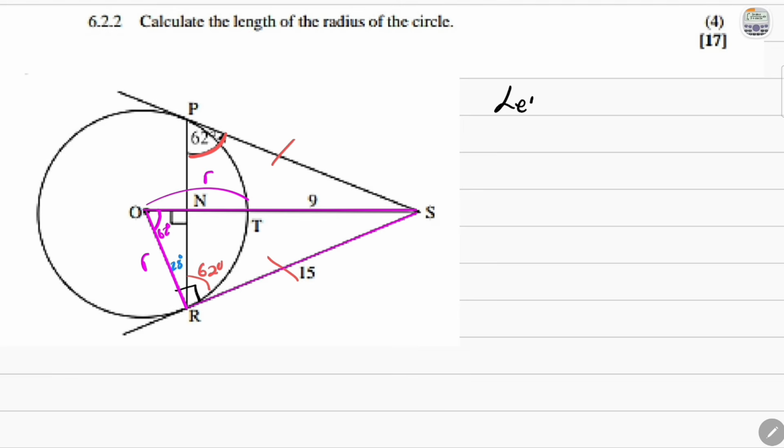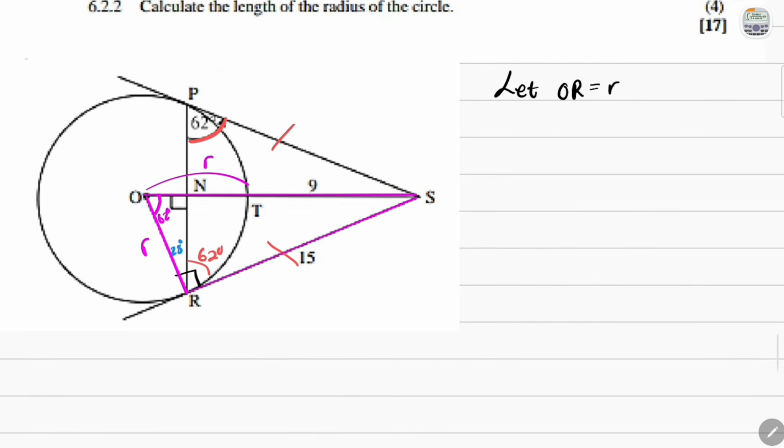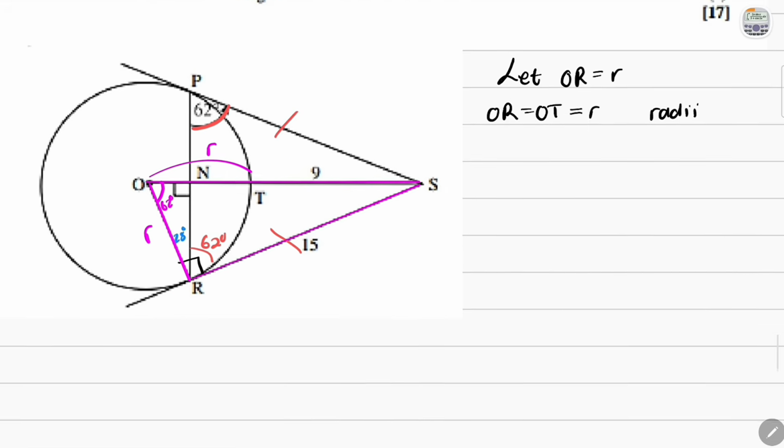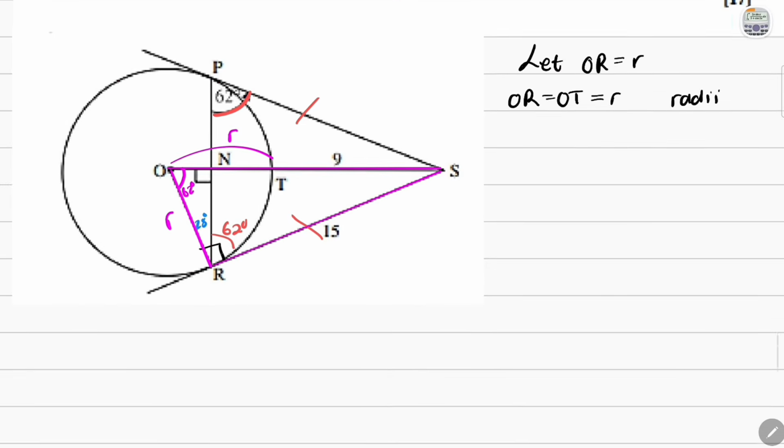Okay, so we can just go ahead and start by saying let OR equal R. So wherever you see OR, we're going to call it R. But here's the thing. OR is a radius, and so is OT. And so because of that, they are all going to be called R. So this is because we have equal radii. Okay, and so now that those are equal, we can just use Pythagoras here.